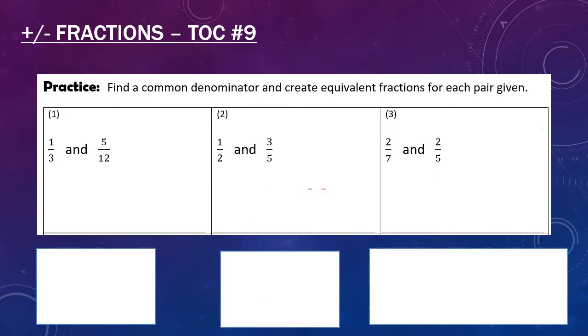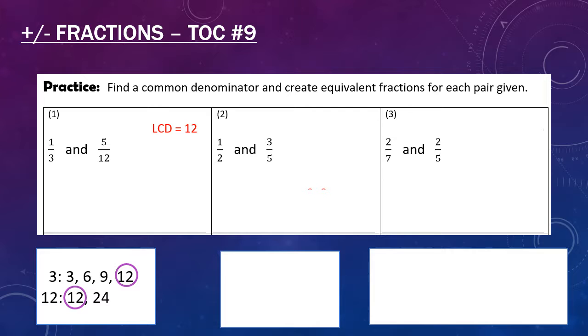Let's do some practice with finding the common denominator. So I'm going to show you how to use the multiples to find the least common denominator. It's always easy, if you don't know your multiples, to list them out. So for 1/3 and 5/12, I have to look at the multiples of 3. They are 3, 6, 9, 12. I can stop once I get to 12. The multiples of 12 are 12 and 24. I can stop there because I can see right now that 12 is something they have in common. That becomes your least common denominator.